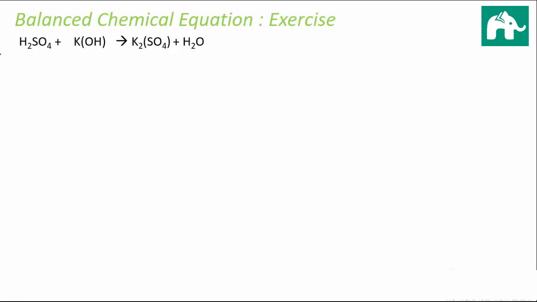H2SO4 plus KOH gives K2SO4 plus H2O. So in this case, what are the elements which are involved? We have a polyatomic here, that is SO4, sulfate. Besides that, we have potassium, hydrogen, oxygen. So we have written it already as per the priority list. So sulfate, being polyatomic, has the topmost priority, then potassium, then hydrogen and oxygen. So let's look at the count of the atoms.